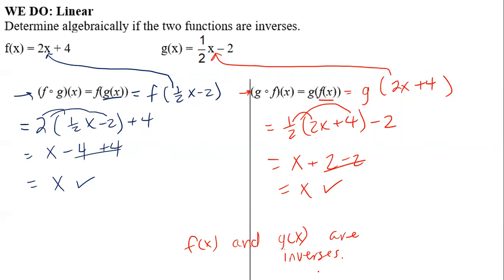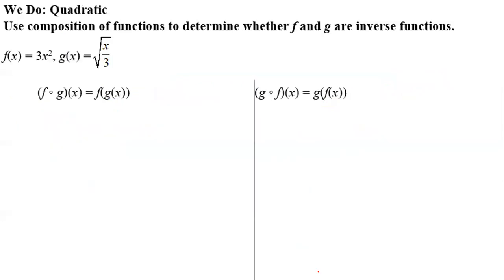So this is a linear example. We're going to next do a quadratic example. Okay. So the quadratic, we're going to do the same thing. We're going to do the f of g first. So that means we're going to substitute g of x in for x. So that gives us f of the square root of x divided by 3. So wherever x is, f of x is going to become the square root of x divided by 3.